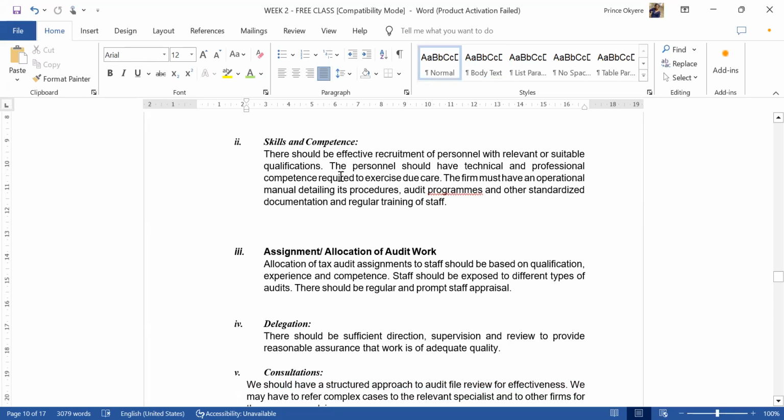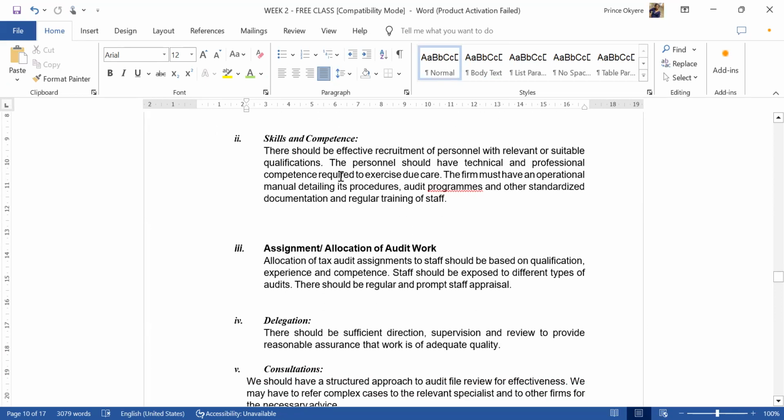Skills and competence also maintain quality at the firm level. The company itself must ensure that they have the relevant talents or employees who have the necessary skills and competence. This is shown in their recruitment process, in the kind of work they do and the kind of talents they attract. Assignment and allocation of audit work: you should assign and allocate audit work as a firm to the most experienced people who can execute the work well, not inexperienced people who come and disgrace the company. So this is also talking about quality at the firm level.